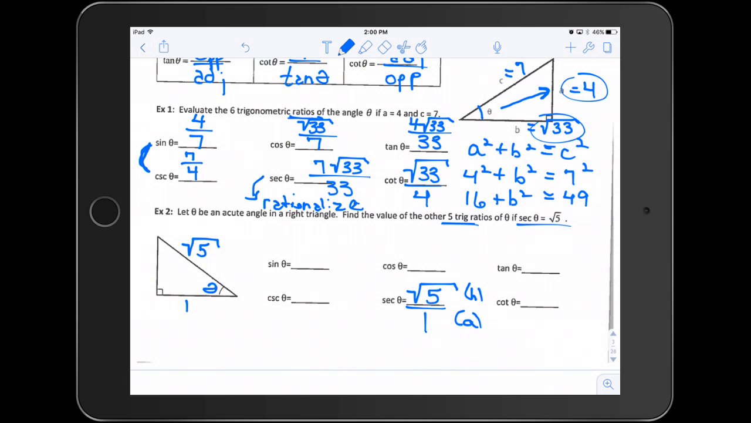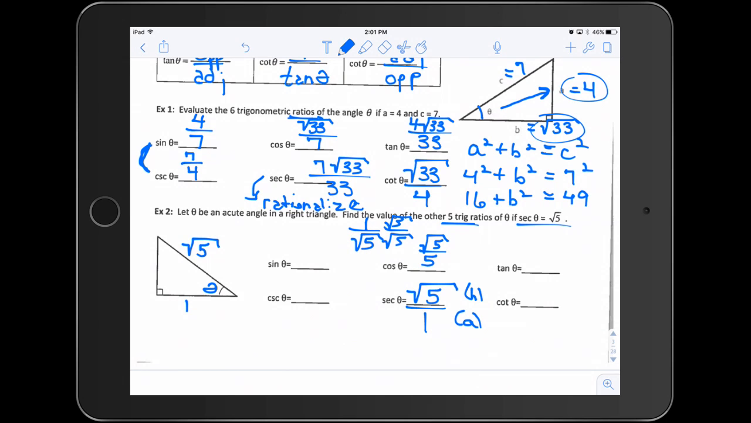Now, I actually could find cosine right away, because all I have to do is flip it. I can say cosine of theta is 1 over square root of 5, and of course we'd have to rationalize it by multiplying the square root of 5 on the top and the bottom. My handwriting is horrible, isn't it? Anyway, so it's square root of 5 over 5. There is the cosine of theta.